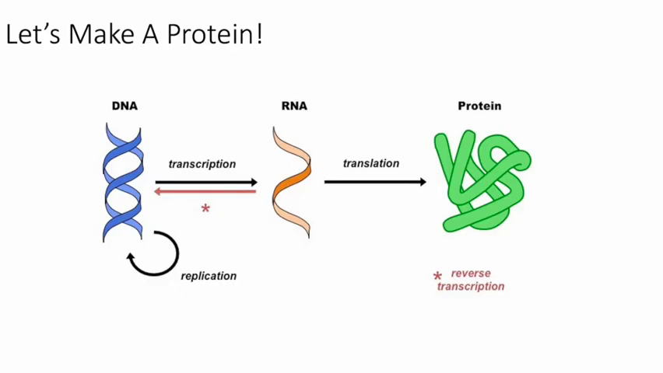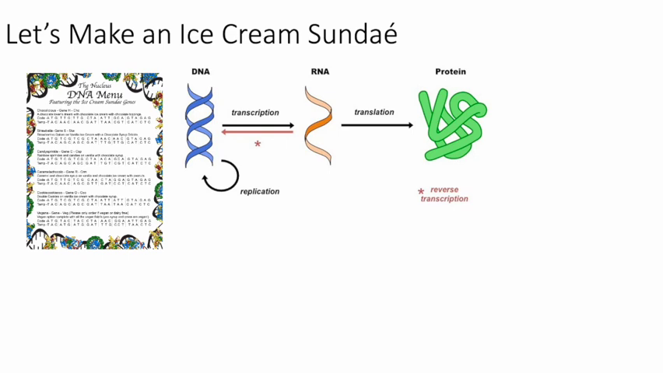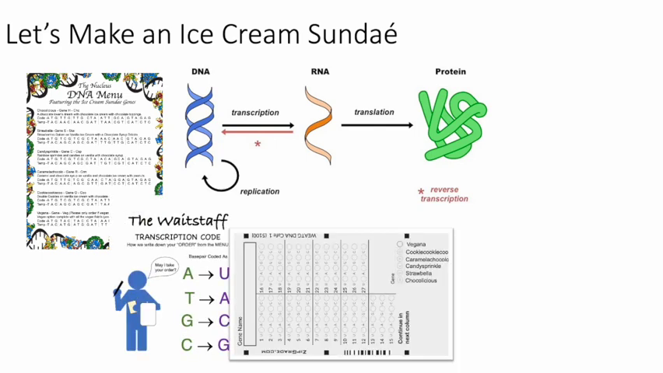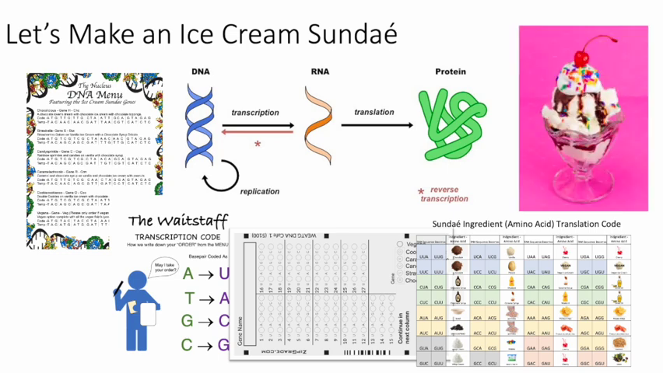So tonight we are going to make a protein, but instead of making a protein, we're going to make ice cream sundaes. We're going to make ice cream sundaes based on genetic code. When you arrive at the restaurant, you're going to order a gene off of the DNA menu that transcribes a specific ice cream sundae. Using the waitstaff code, you're going to write down your order using a genetic sequence. Then, in the ribosome kitchen, based off of the amino acid translation code, we will assemble the different ingredients of your ice cream sundae to create your final ice cream sundae.